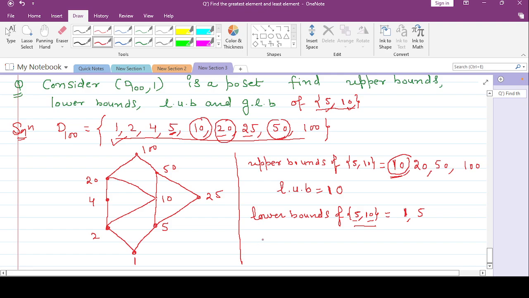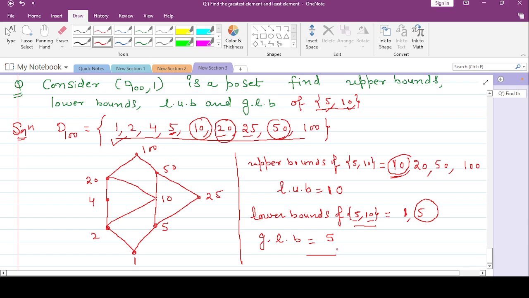Now which one is the greatest? Greatest lower bound. The greatest one you can see from here is 5. So this is the answer of the problem. In this way, whenever you are given one set and another set with respect to which you want to find the LUB and GLB, we can easily find it like this.